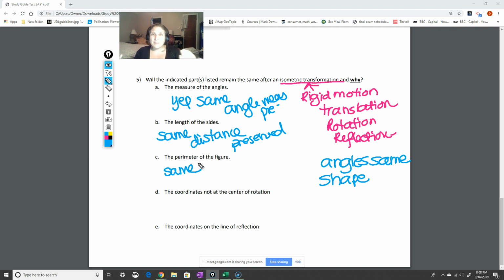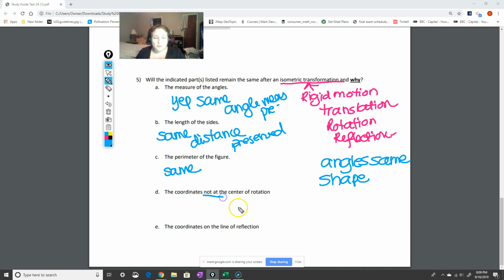Why? Because how do you find perimeter? Here's my drawing tablet that I'm using to show you. So here, if I was to take the perimeter, I would have to measure all of these sides. Well, if the sides are always the same, my drawing tablet is still going to be the exact same size. So that's why perimeter is going to be the same. I'm not going to write all that out, but that's why.